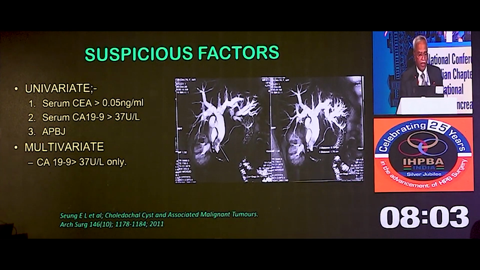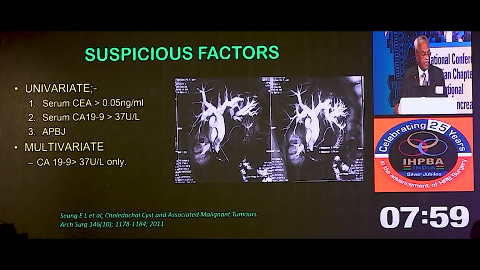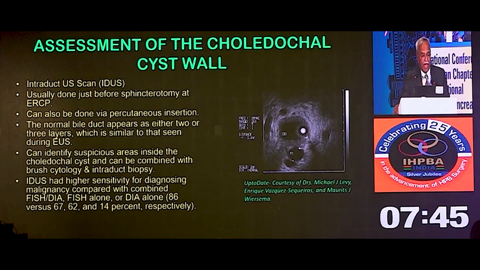So the suspicious factors are increased CA19-9, and an abnormal pancreato-biliary junction. But in multivariate analysis, CA19-9 more than 37 is the only thing that registers. We have assessment of the choledochal cyst wall with intraductal ultrasound scans. This has to be done before sphincterotomy.